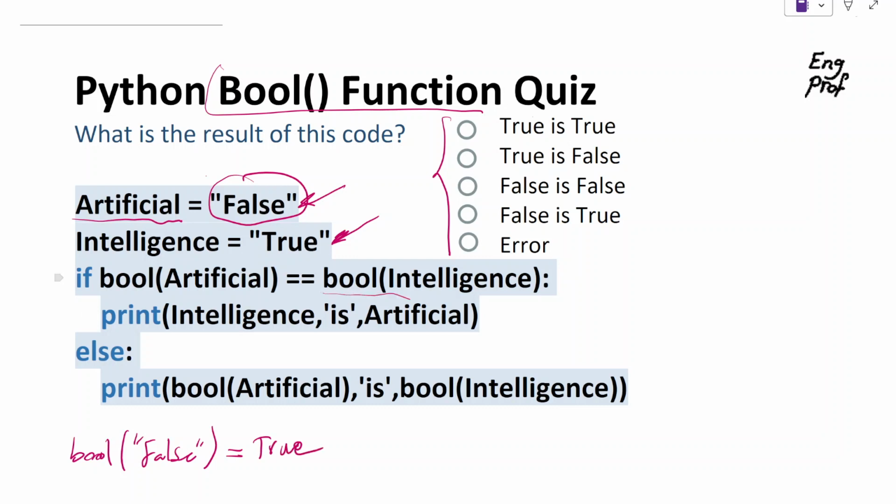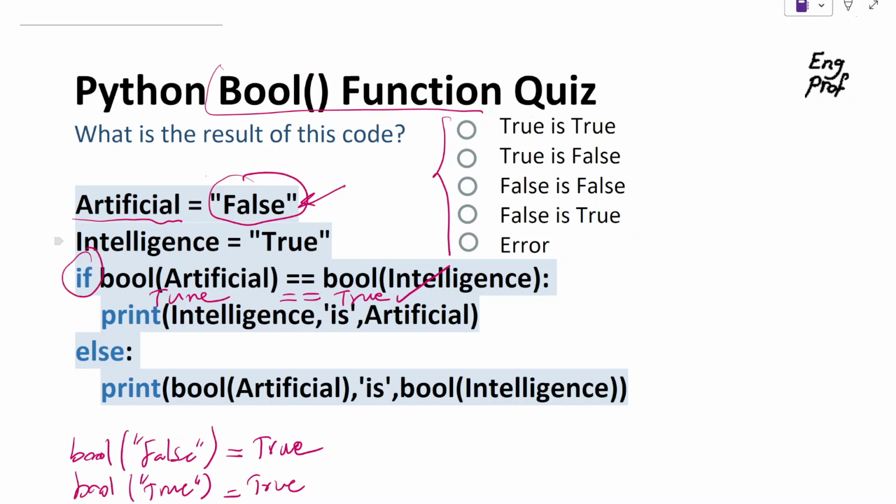And bool of intelligence, the same thing. Bool of "true" will give you true because it is not an empty string. So therefore, the checkpoint actually passes. It becomes true is logically equivalent to true, which is correct.